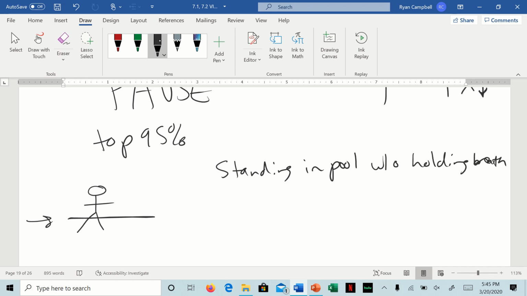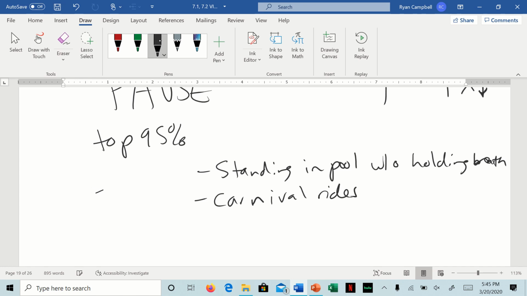95% of people, right? Yeah, screw those 5%. They have to hold their breath if they're underneath this, right? It could be something like, one of my students at one point said carnival rides. You have those signs that say you have to be at least this tall or higher to ride the ride, right? That would be a top percentage. Yeah, so things like that.